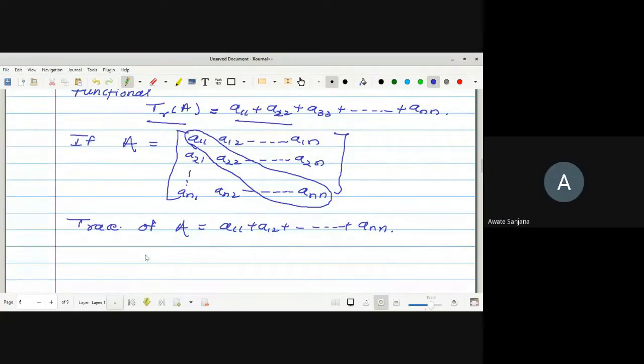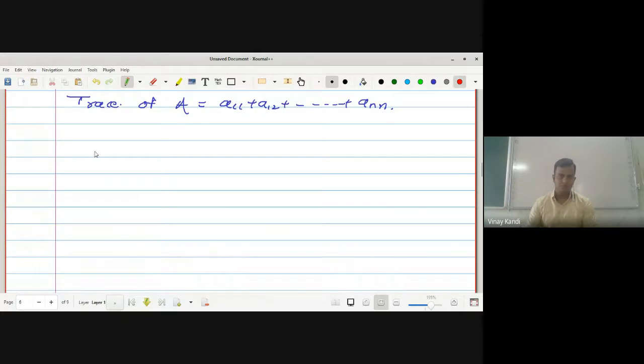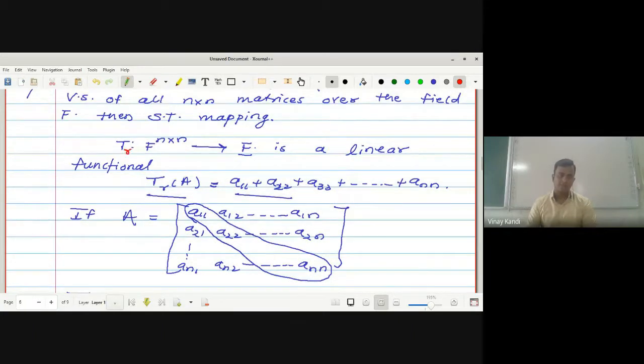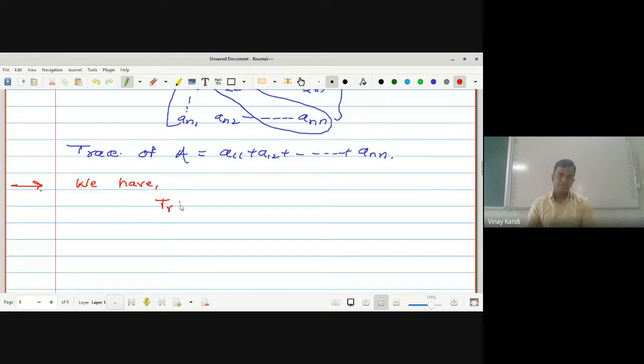Any doubt? Yes. Okay, now we have to show that this function is a linear function. Answer. We have, start writing here, TR, that is the trace function. We have TR from F^(n cross n) to F by trace of A.